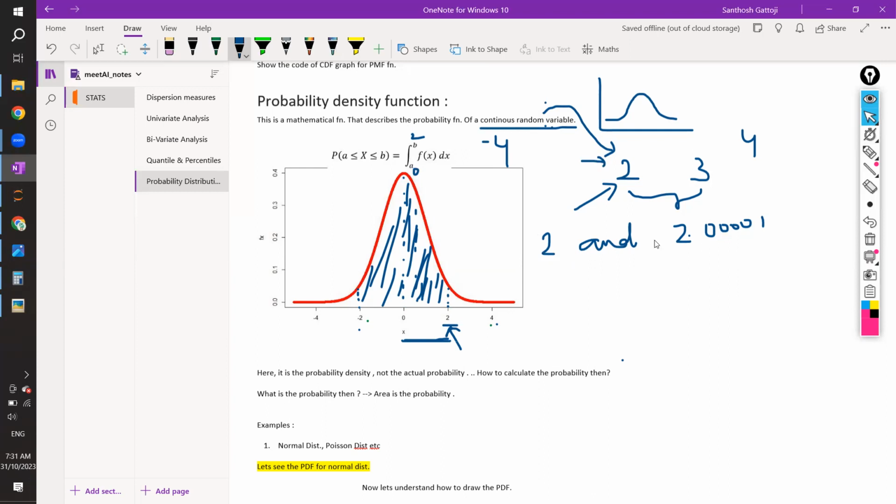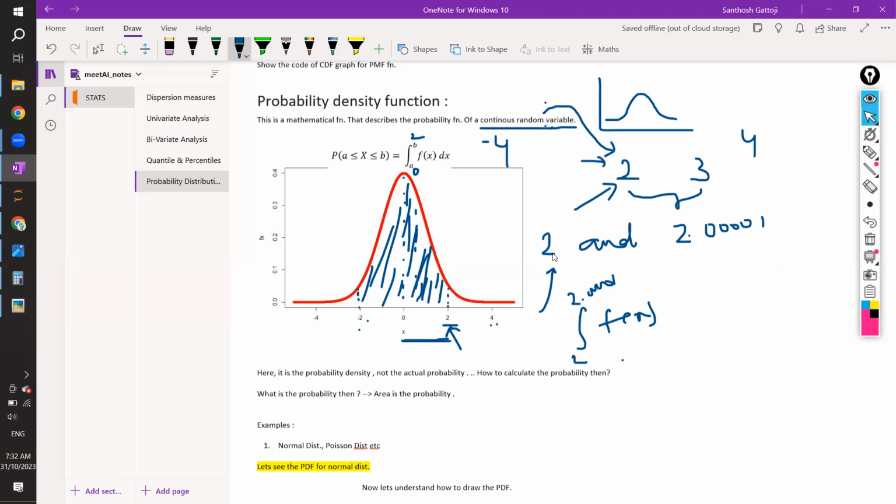Why? It is almost closer to 2. 2.00001 is extremely little when compared to 2. It is almost equal to 2. So if you want to find out the probability of only 2, you can integrate this function between 2 and 2.00001. Integrate this function, you'll get a certain value. That is the probability that this random variable will be equal to 2, almost equal to 2.